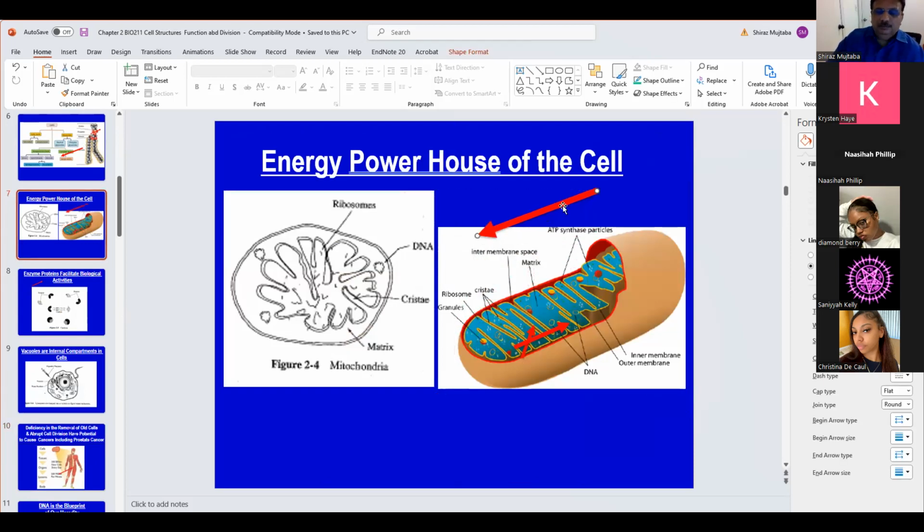Now let's look at the structure of mitochondria. Why is mitochondria important? Because mitochondria is a place where ATP is manufactured. So this is a powerhouse. But what is the most interesting aspect of mitochondria? And it is the subject of recent research.